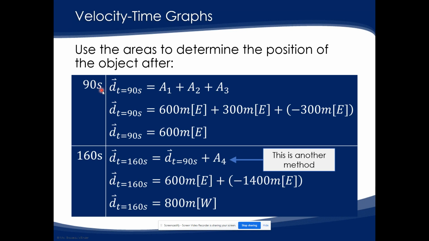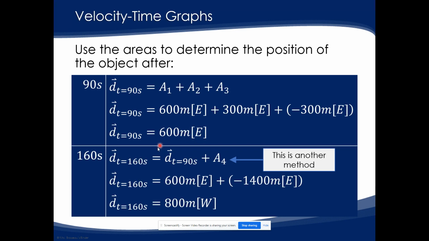Now, when we go to 90 seconds, our position when time is 90 seconds is A1 plus A2 plus A3. But remember, A3 was a negative number, so we have to keep that negative with it as we go, and we get 600 meters east.